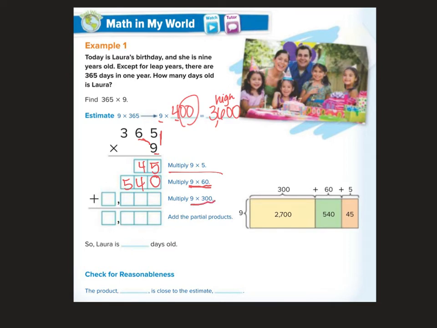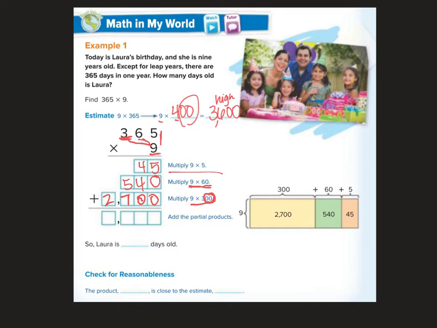Then I'm going to multiply 9 times 300. So 9 times 3 is 27. But I didn't multiply it by 3, I multiplied it by 300. So I've got 2 zeros here, so I need to put my 2 zeros in over here. And then I can add.